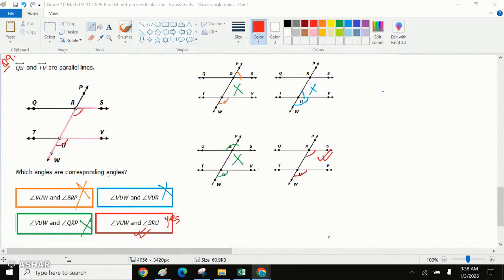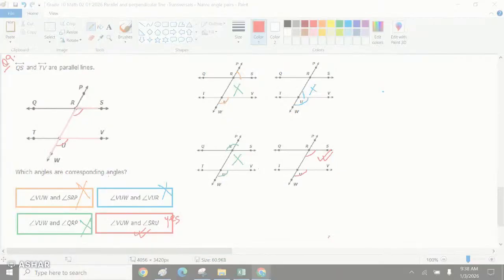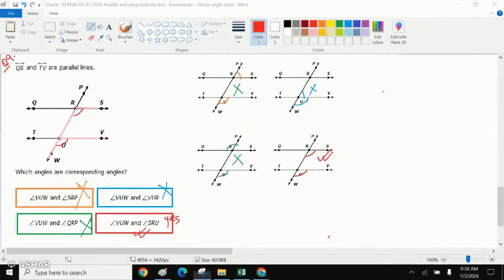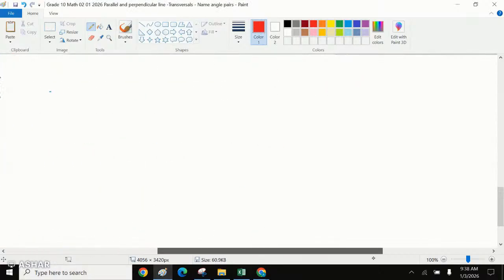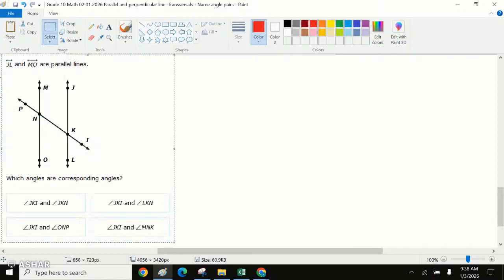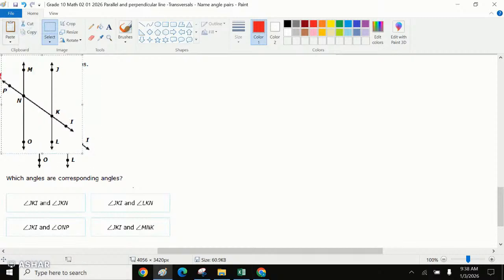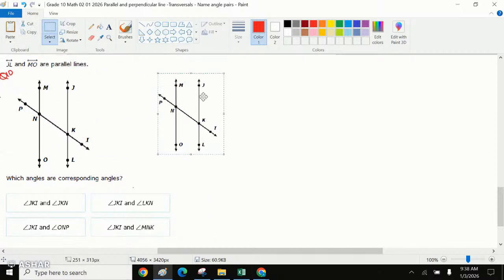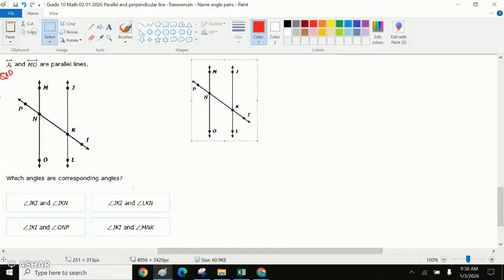Let's see one more. Let's try one more question. I would wait for you people to give me the answer also. We again need to find the corresponding angles, right? They're asking us back-to-back corresponding. Okay, let's see question number 10. I'll just make a copy of this diagram. Meanwhile, you try to read the question. I'll come back to the question once I'm done with copy pasting.